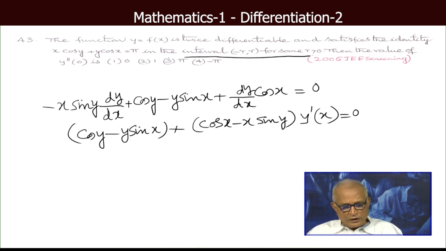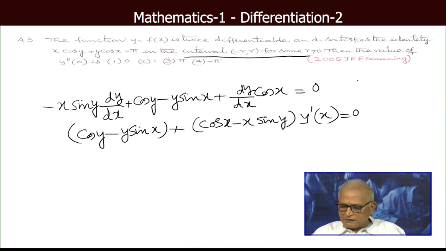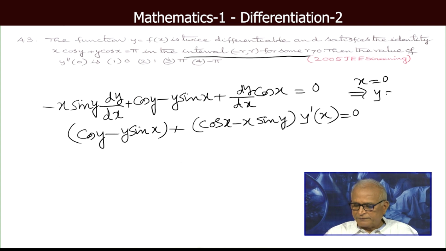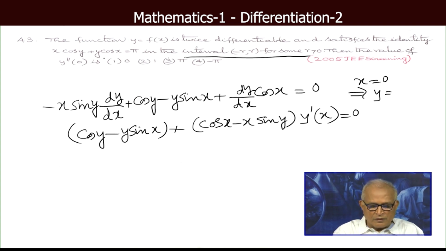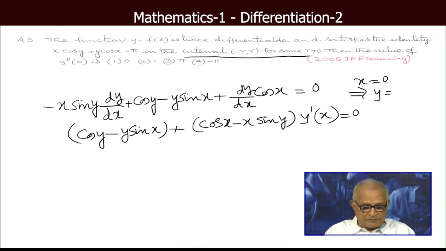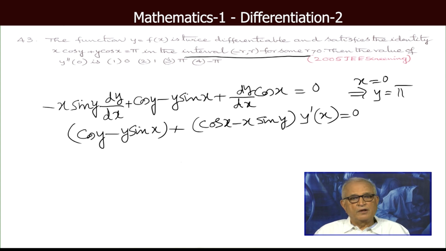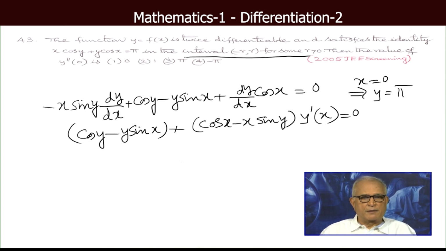Here they are asking at x equal to 0. When x equal to 0, what is y from the equation? When x equal to 0, the first term is 0, so y equal to pi. Follow? When x is 0, the value of y is pi.